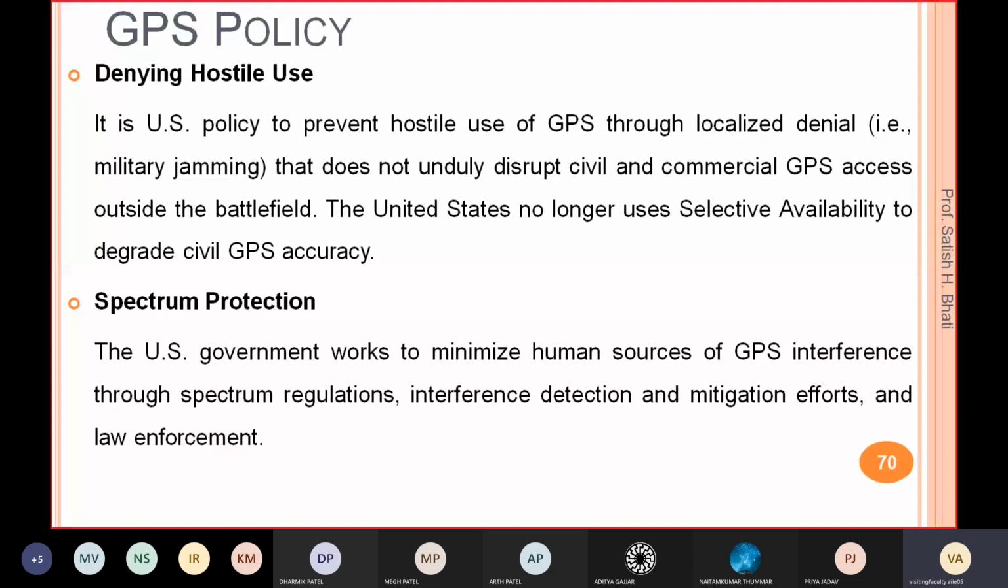Okay, so that's it for today. Today we'll finish the second unit and this GPS portion. Anybody have any doubt?